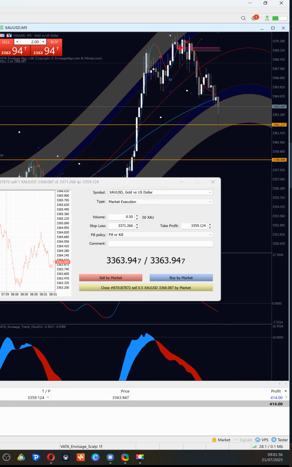There are certain things that I can do. I can just leave it like this and report it back to you because I do not want to have this huge video. Or I can just move my stop loss to break even and just leave it running.